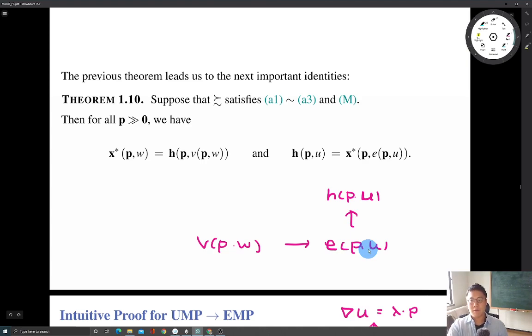So if we wonder about Hicksian demand for good K, we can simply take the derivative of this E with respect to P sub K, the price of good K, and we can obtain Hicksian demand. So if we know the expenditure function, we know the Hicksian demand for every good. And from that, we can recover Walrasian demand by substituting this indirect utility into the place of U. So that gives us this X star.